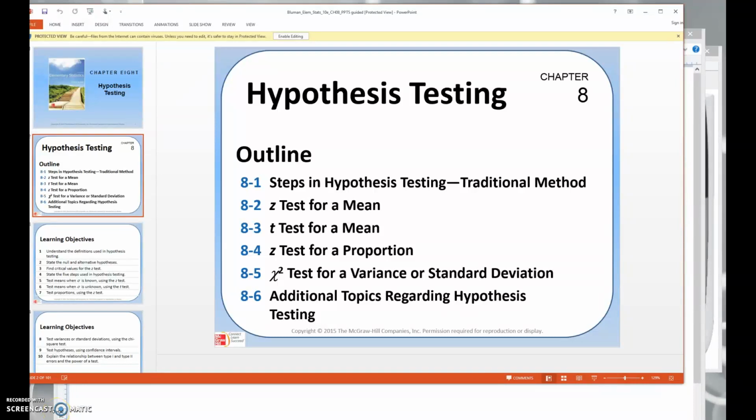Chapter 8, Hypothesis Testing. In this chapter, we're going to be looking at claims and trying to decide if we should accept the claims or not accept the claims. This is what we call hypothesis testing.